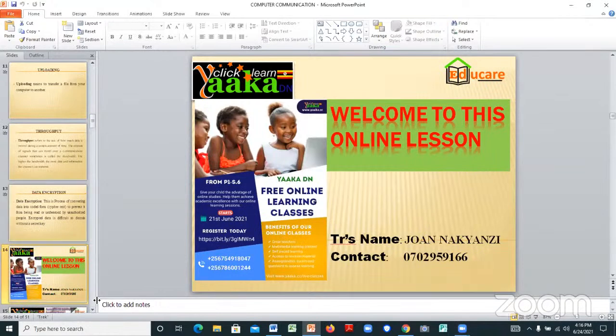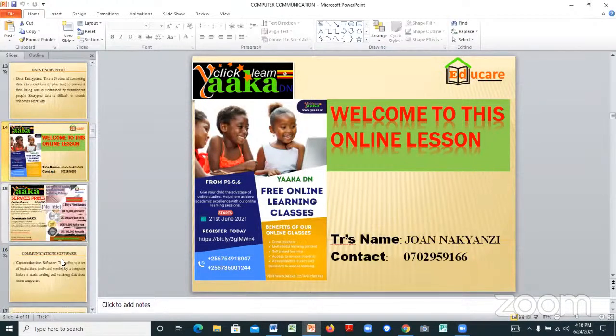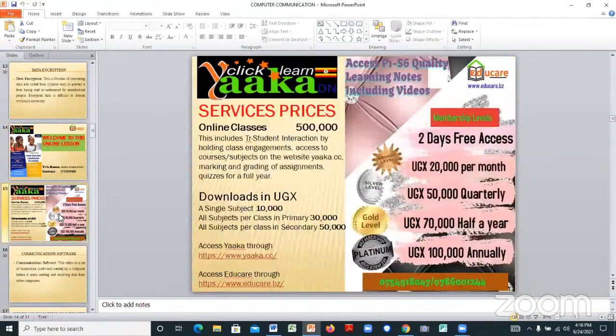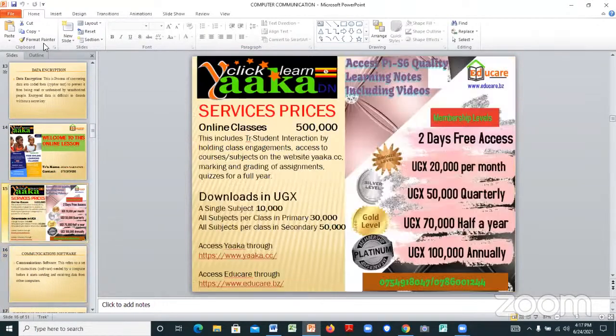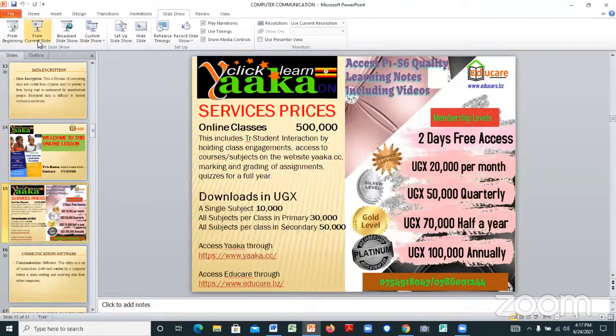We looked at the terminologies in the previous lesson, and we are continuing with the last terminology. We stopped at data encryption in the previous lesson. Those who aren't around, you will go back to the group. I shared there the notes that we discussed in the previous lesson, so you will go check the notes from there. And today we are continuing from where we stopped. From data encryption, we look at communication software.